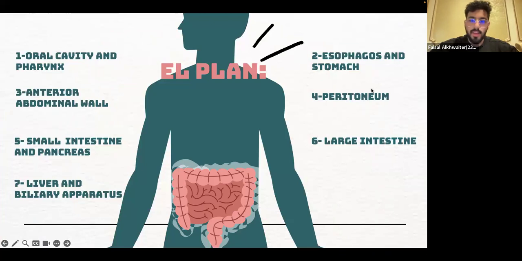So this is the plan, this is what we're going to do. We're going to have some questions about the oral cavity and the pharynx, esophagus and stomach, anterior abdominal wall, and peritoneum. The other three lectures, which are the small intestine and the pancreas, large intestine, liver and biliary apparatus, my friend Faisal is going to give you those three lectures and the questions for them. Is everything clear?